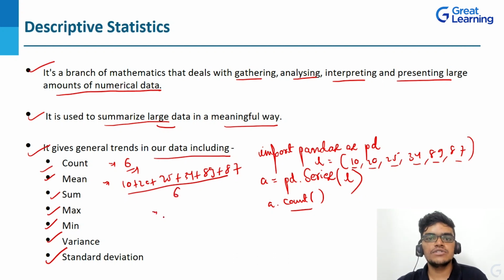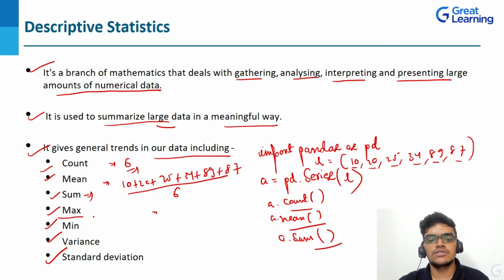So how to calculate using pandas? I can just write a.mean. Now talking about the sum function, we can also write a.sum and we'll get the output. Next we have the max function. If you want to find the maximum value, you can simply write a.max. Here, if you see, the maximum value is 89, so 89 will be displayed. Similarly, min is used to find the minimum value.